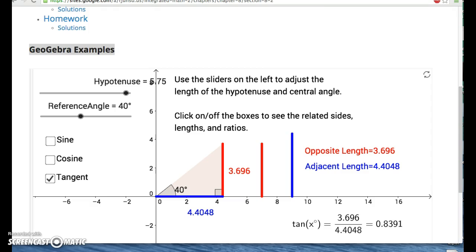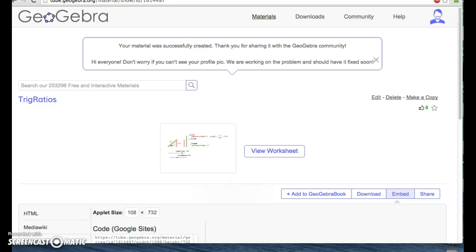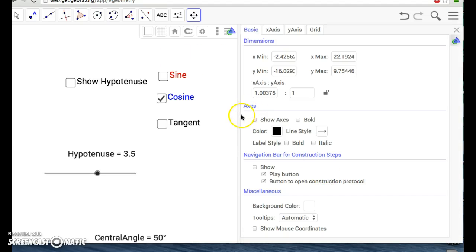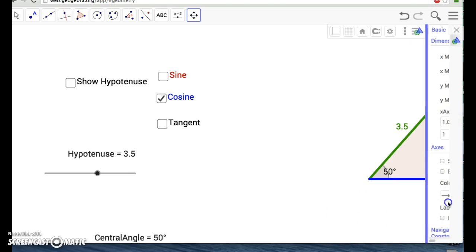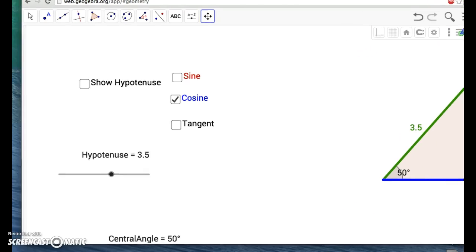Next it's time for some exercises. I have a couple of GeoGebra exercises open here. Let's see if I can make you some quick problems to do.